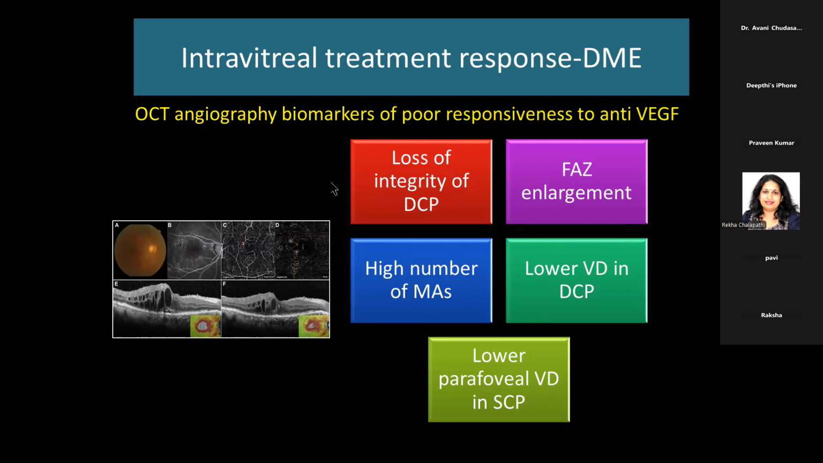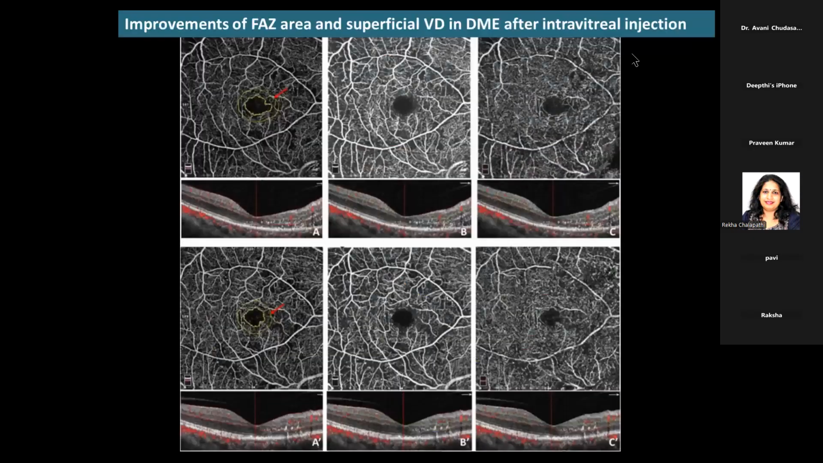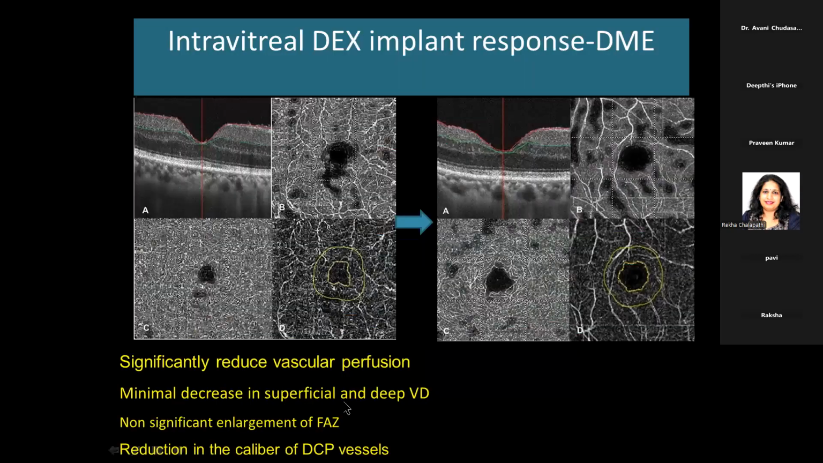So similarly, the treatment response can be monitored in this patient. Similarly, in DEX implant patients, what happens if you treat a DME patient? What are the changes you tend to see pre-treatment and post-treatment? You can see a significantly reduced vascular perfusion, a decrease in the vessel density, but there won't be any significant enlargement of the foveal avascular zone, and there will be a decrease in the caliber of the vessels, especially in the deep capillary plexus, post-dexamethasone implant in a DME patient.